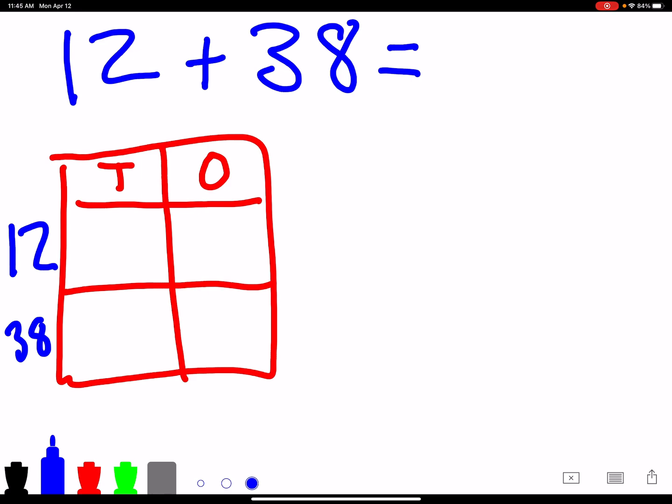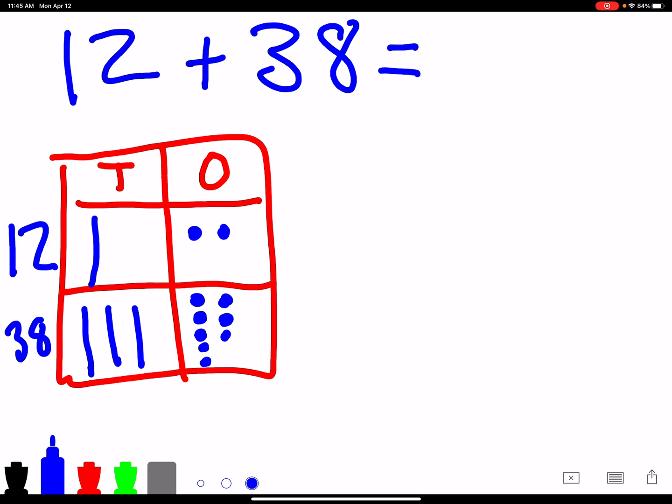So if we look at the number 12, what number's in our tens place? We have 1. And then how many is in our ones place? We have 2. 1, 2. And then if we look at the number 38, we know 3 is going to be in our tens place. So we have to draw 10, 20, 30. And then we have to draw the number 8. So we have 1, 2, 3, 4, 5, 6, 7, 8.